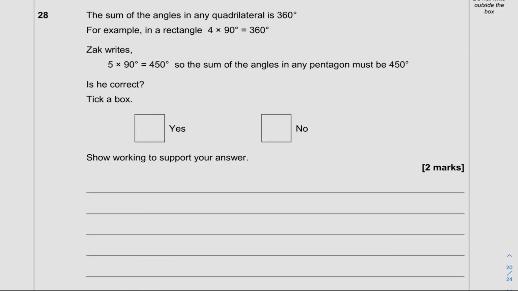Question 28 tells us that the sum of angles in any quadrilateral is 360 degrees. Then it gives an example of a rectangle, and we are told that Zach writes 5 times 90 equals 450 degrees. So the sum of the angles in any pentagon must be 450 degrees. Is he correct? And show working to support your answers. So the formula for degrees in a shape is n minus 2 times 180, where n is the number of sides the shape has.